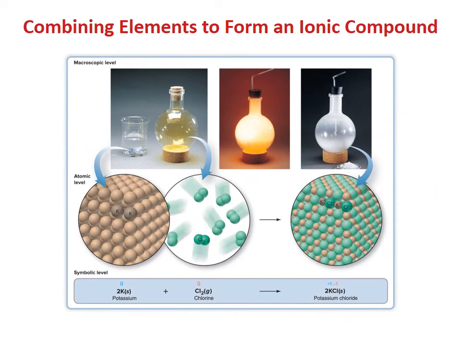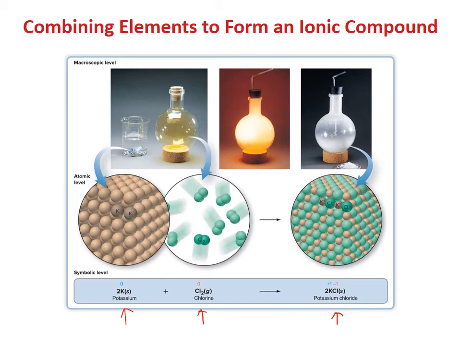Here shows a redox reaction. Potassium reacts with chlorine, forms potassium chloride. What type of redox reaction is it? Yes, it's a combination reaction, where two reactants combine to form a new compound.